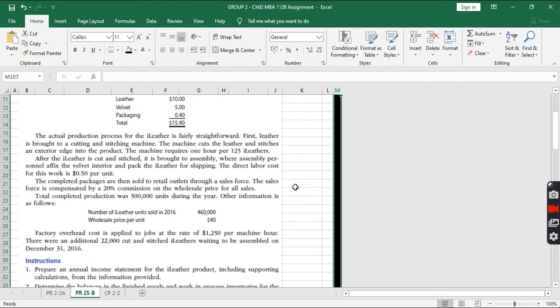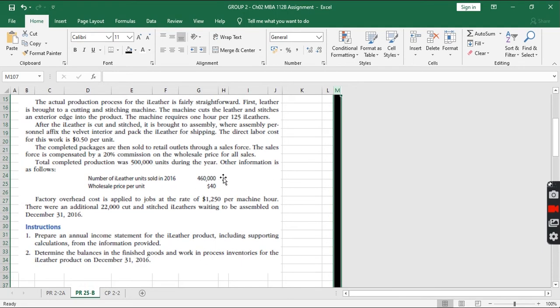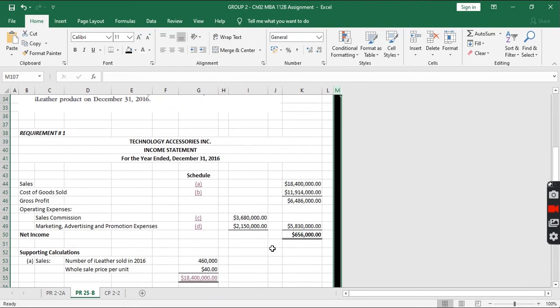Other information is as follows. Sold units are 460,000 at $40 each. Factory overhead cost is applied to jobs at a rate of $1,250 per machine hour. There were an additional 22,000 cut and stitched iLeathers waiting to be assembled on December 31, 2016. Now, our income statement should look like this.